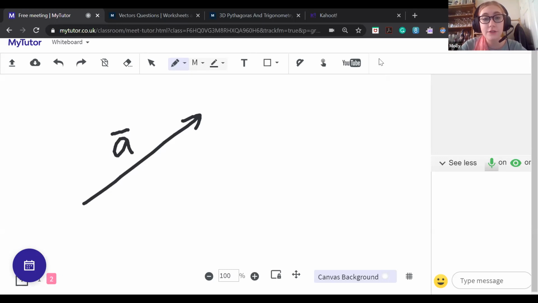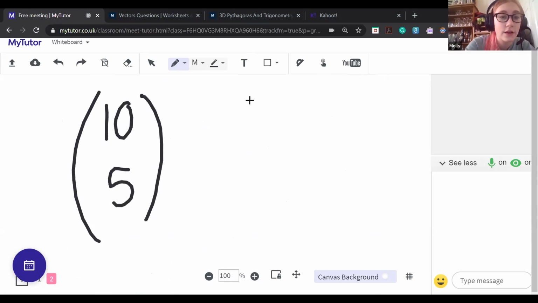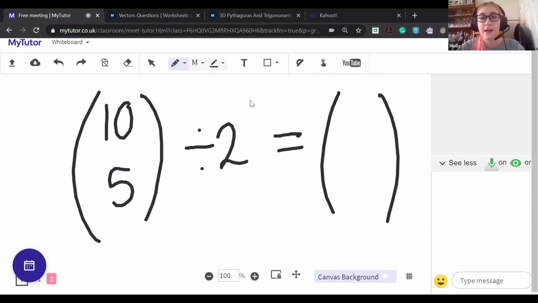Somebody's just asked, can you divide vectors? A couple of people have actually. No, it's the same as multiplication. You can only divide by a scalar factor. So if we had 10, 5 divided by 2, what does everybody think that will be? Yeah, perfect. A lot of people said it.